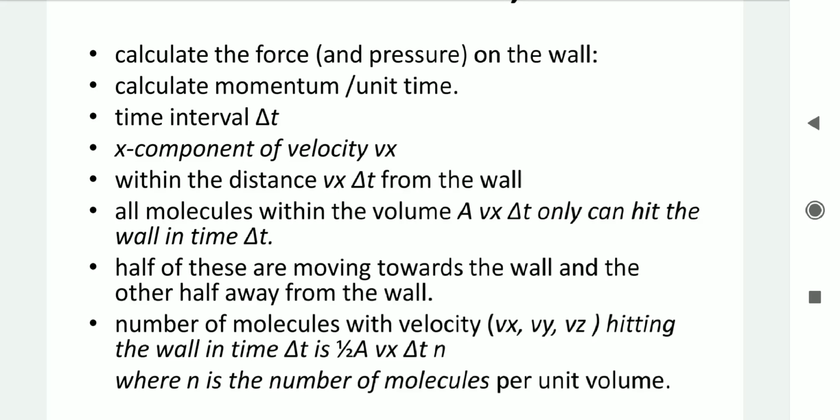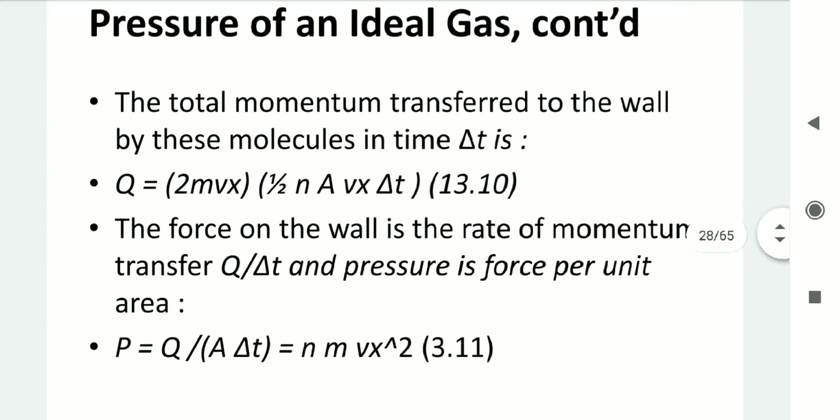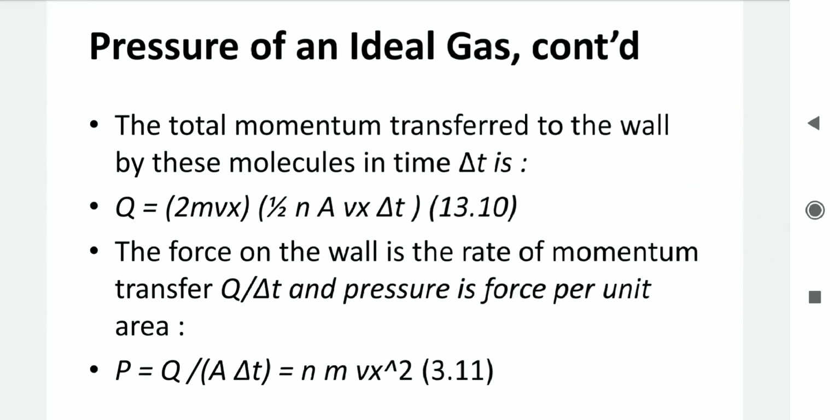So how much total momentum is carried by this number of molecules? Total momentum can be defined as Q equal to the momentum due to a single molecule into the total number of molecules. We have determined the momentum due to a single molecule, that is 2mVx, and we have also determined the number of molecules hitting the wall, that is 1/2 n A Vx delta t. By multiplying these, we get the total momentum of the molecules which are transferred towards the wall.